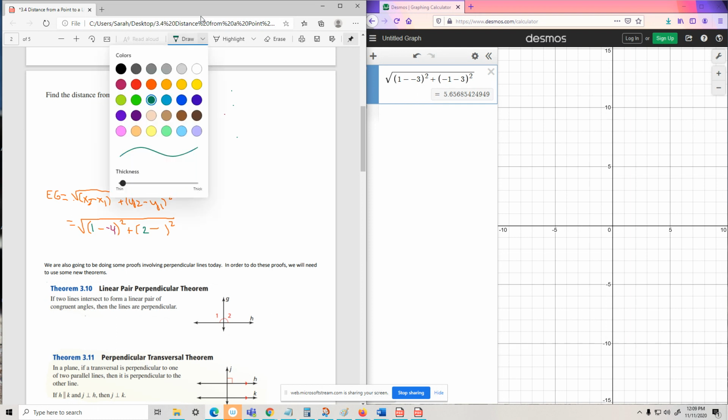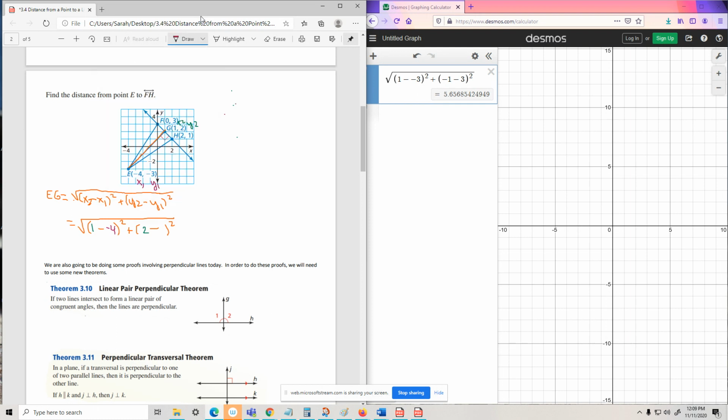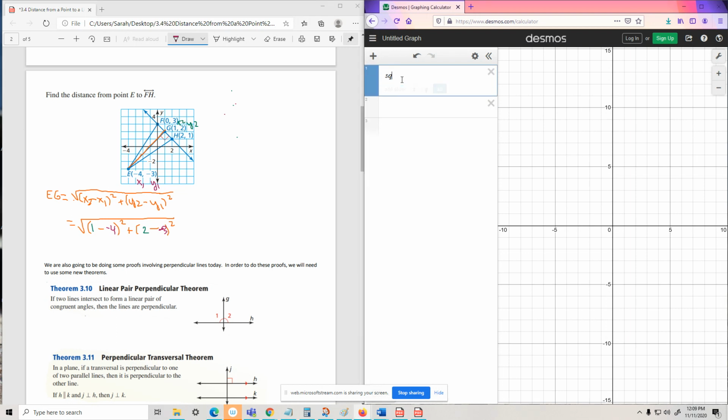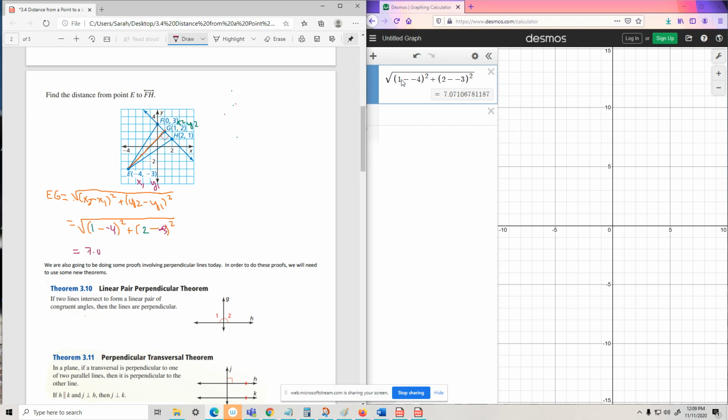y2 is 2 minus y1, which is -3. I know that might be a little hard to read there. So let's put things where they go in the distance formula. So square root of 1 minus -4 parentheses squared plus 2 minus -3 parentheses squared. When we do all of that, we get a crazy decimal. Let's round that crazy decimal to 2 places. That would be 7.07 when we round that. So the distance from point E to FH is about 7.07 units.